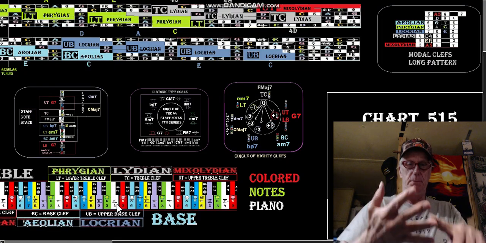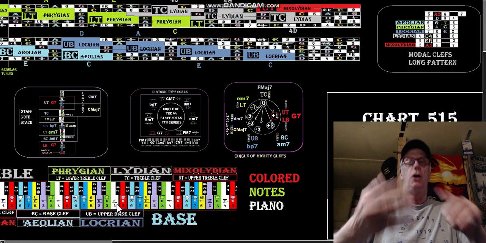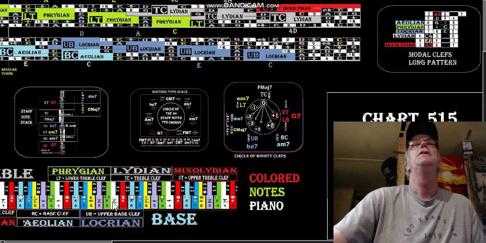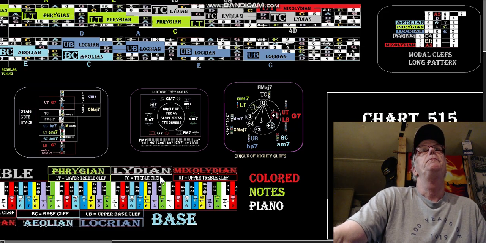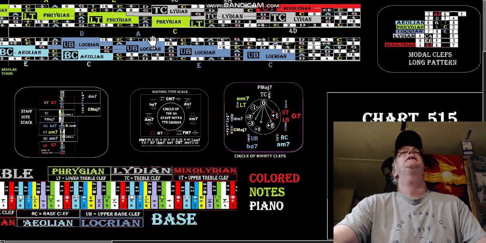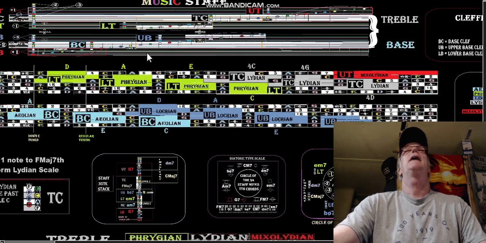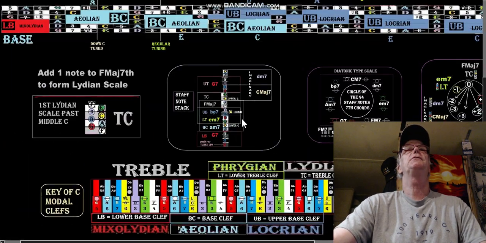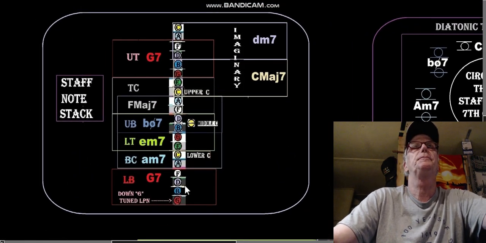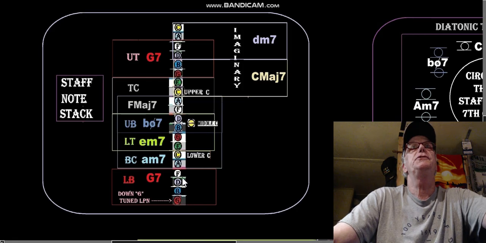Lower bass, bass clef, upper bass. Lower treble, treble clef, upper treble. 6 parts. So we have a Mixolydian on the upper treble, and treble becomes a Lydian. We can look at that. How we're actually splitting it up is right here. Here's our G to F for that.